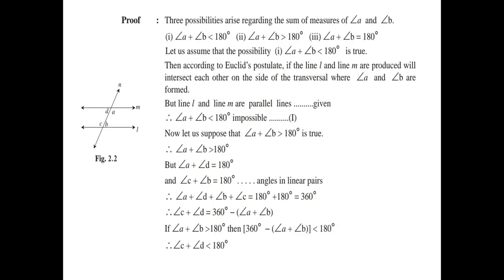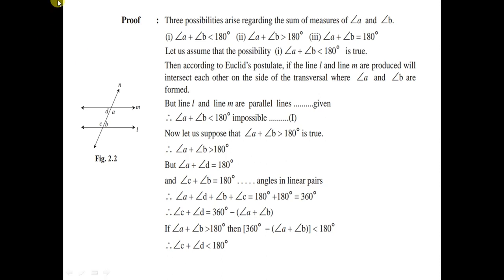Now let's start with the proof. Here three possibilities arise regarding the sum of the measures of angle A and angle B. That means there are three possible cases when I put up the relationship between angle A and angle B. The first case is angle A plus angle B is less than 180 degrees. You may wonder why we are discussing everything in terms of angle A and angle B. Whatever is applicable for angle A and angle B automatically becomes applicable for angle C and angle D. So we are right now going through angle A and angle B.